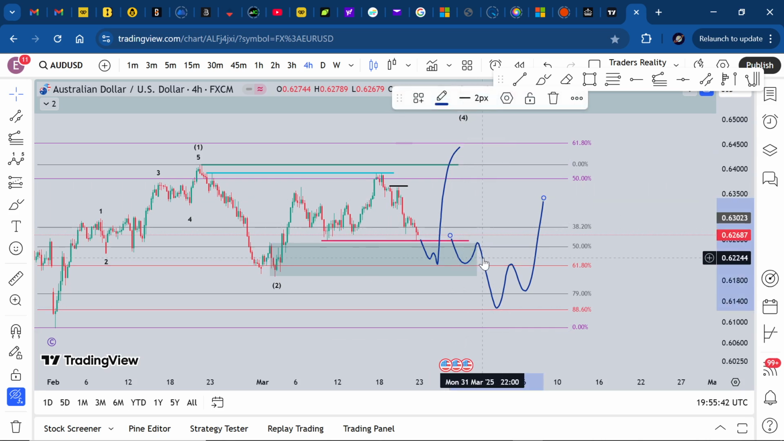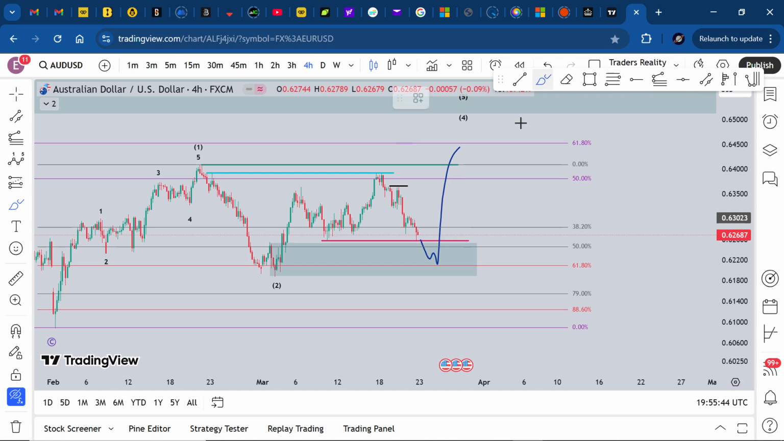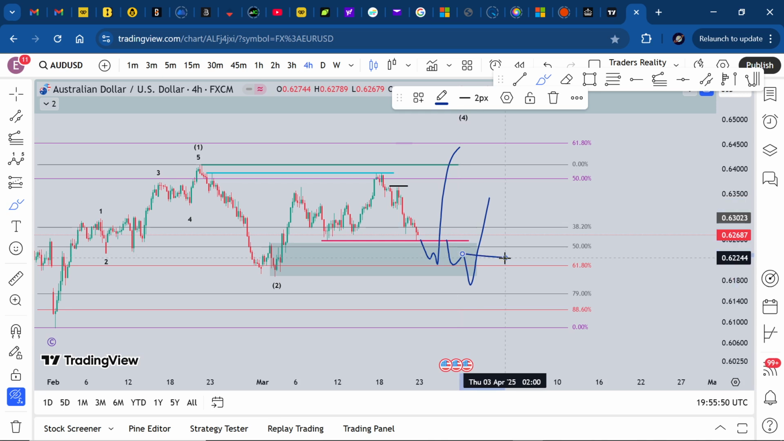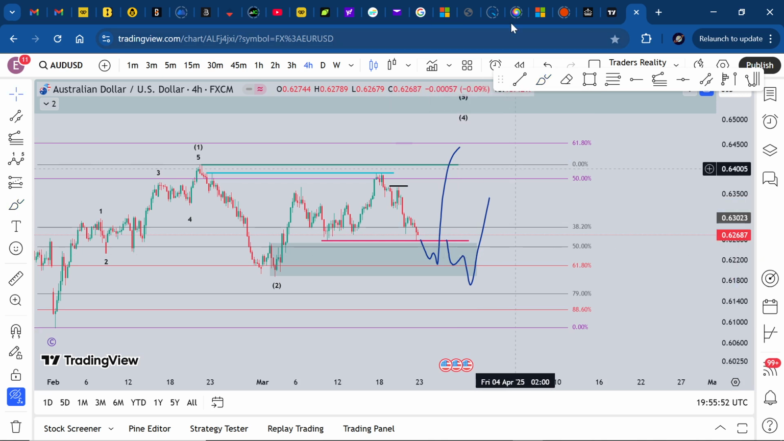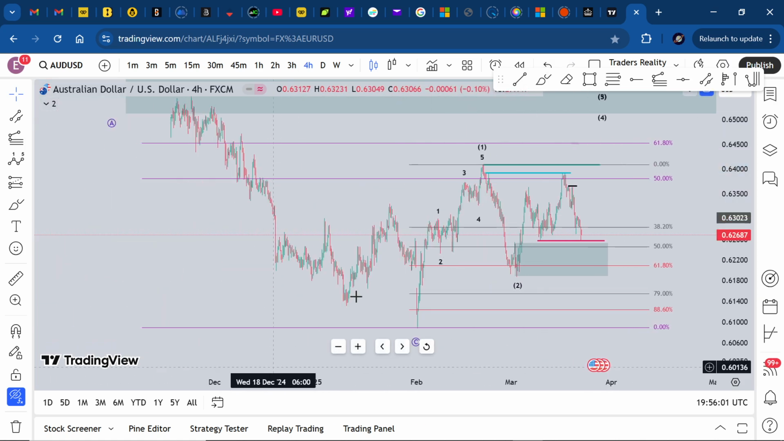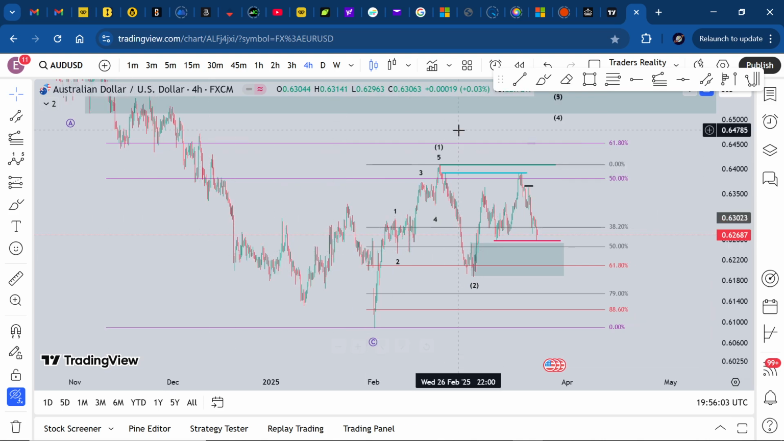Something like this. Nip that low and break structure and go higher. Okay, so that's my two biases. This is different because we've got a 1 coming out of here.